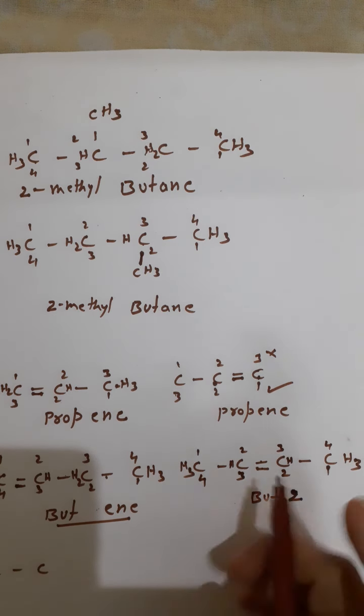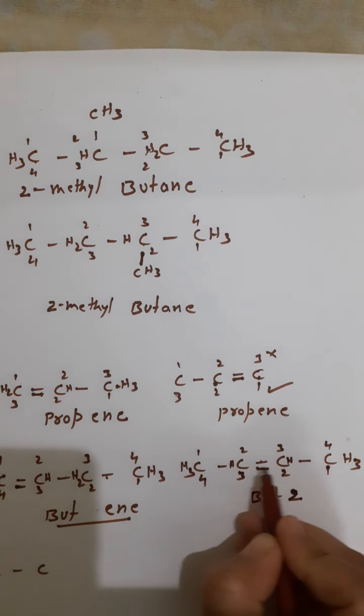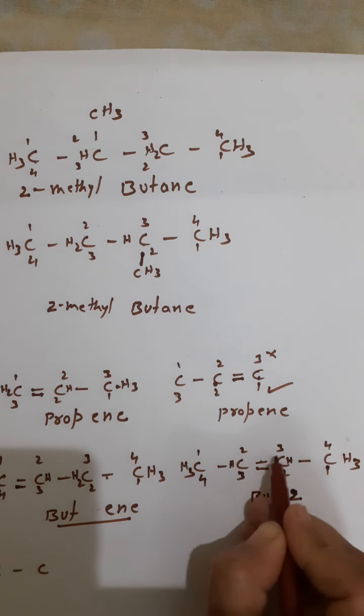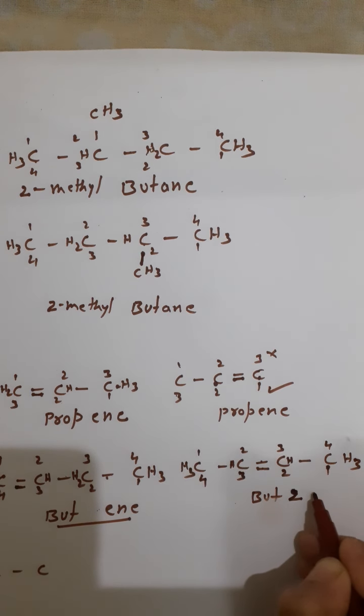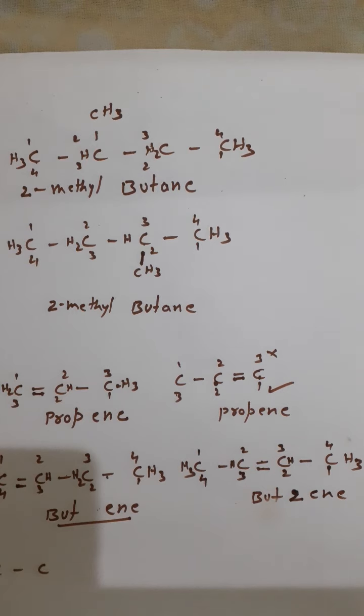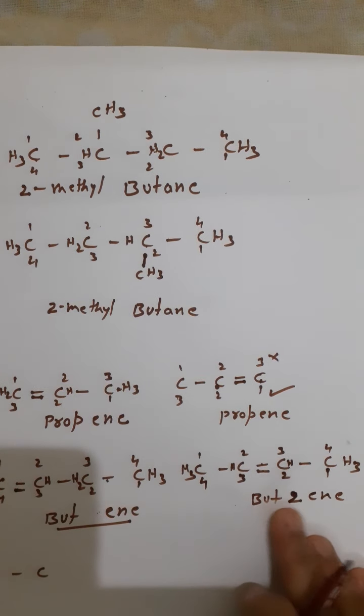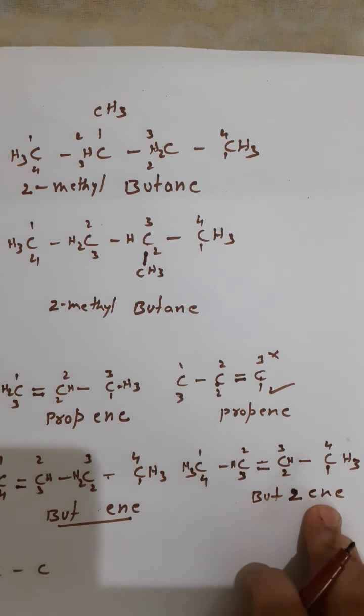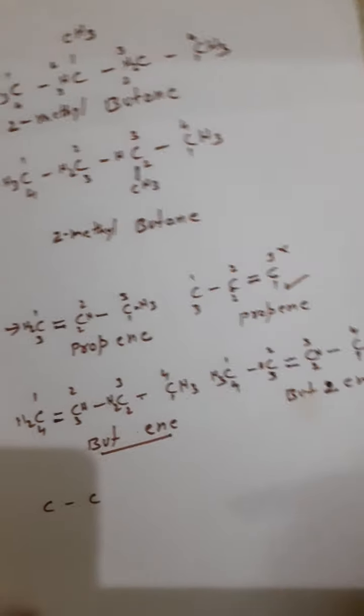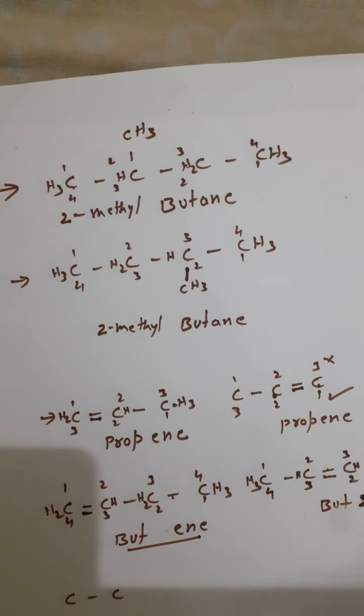Okay, the first carbon should be taken in. That means from where the bond is beginning. That is between the second and the third. So but-2-ene. Okay, so this is what? But-2-ene. Fine, children.